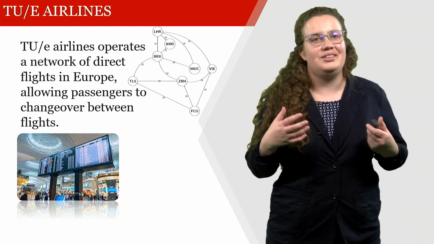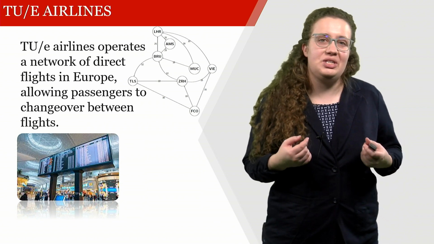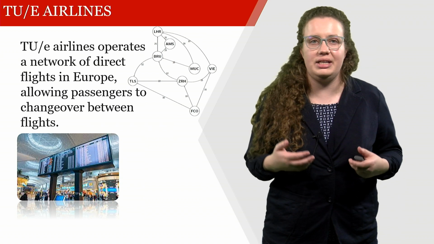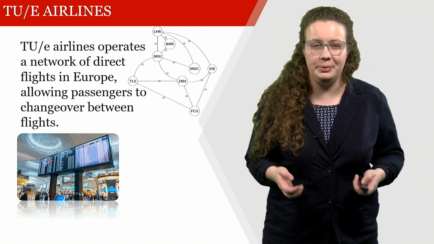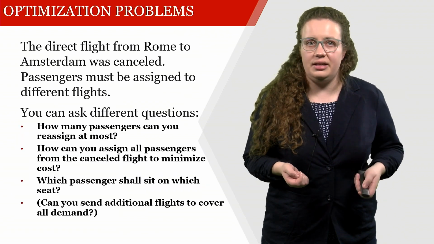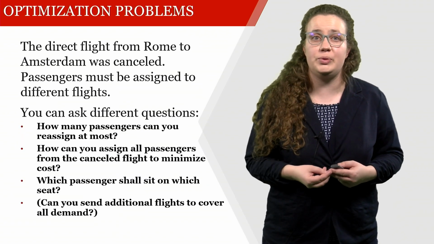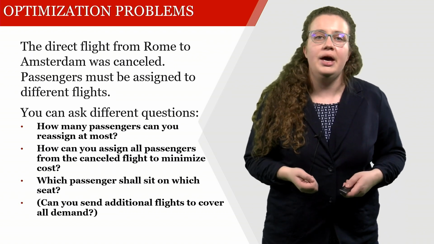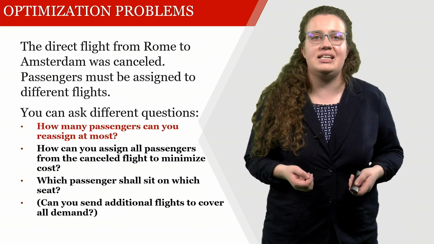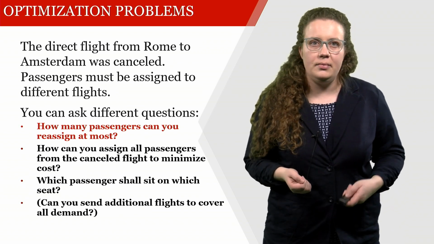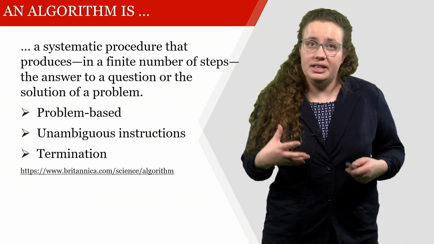So, just to recap what we're doing, we were solving the problem of TUI Airlines, an airline that operates a network of direct flights in Europe, allowing passengers to change over between flights. They had an issue because their direct flight from Rome to Amsterdam was cancelled and passengers must be assigned to different flights. And what we want to do is assign as many passengers as possible to other flights. So what we need is an algorithm.